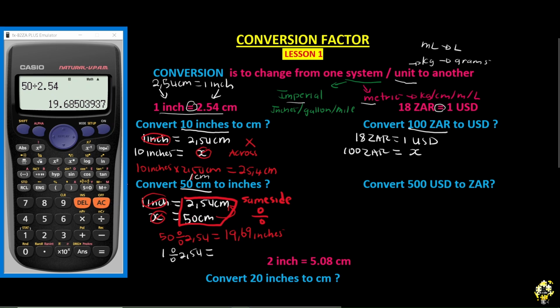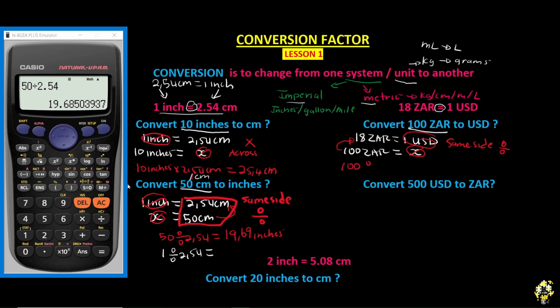What's the next thing that I have to do? I have to do cancellations. What am I cancelling? I am cancelling an X and I'm also cancelling a 1. Having cancelled, now where are my numbers? Are they across or are they on the same side? Well, they are on the same side. What does the equation say when the numbers are on the same side? It says you must divide. Does that mean I have to say 18 divided by 100? No, sir. That's not what it says. It always says that you take the number that is below, you divide it by the number that is on top.